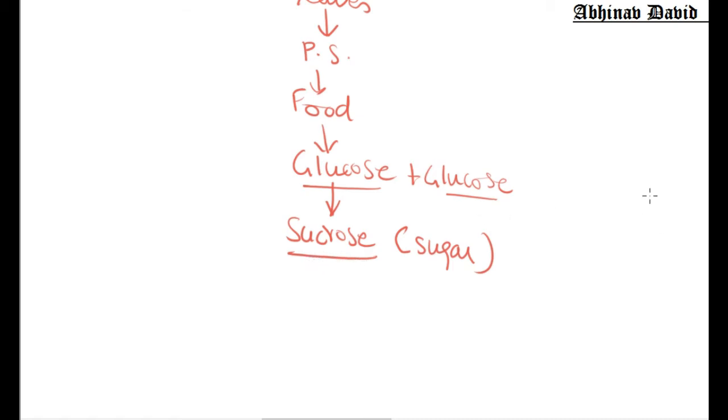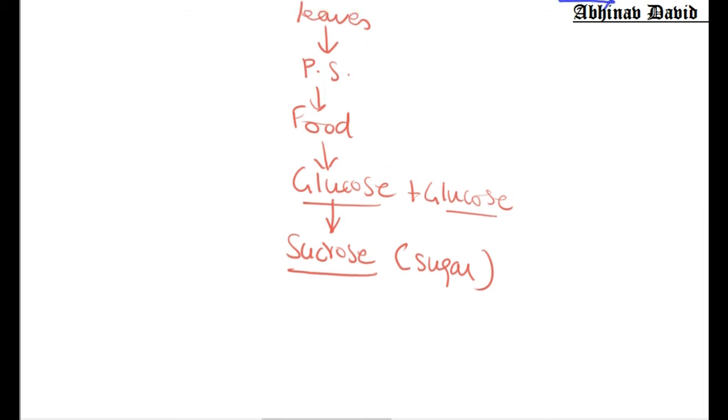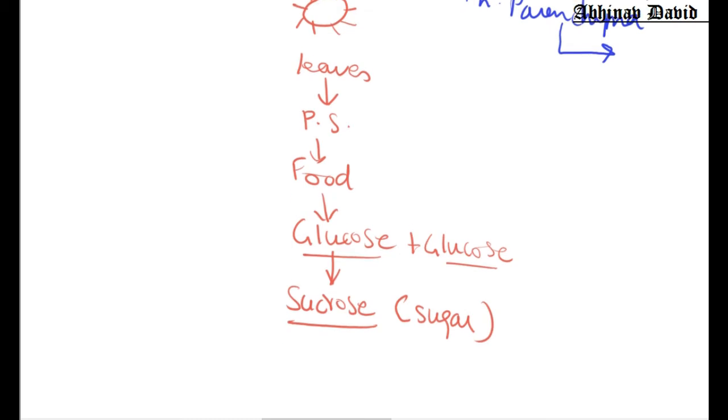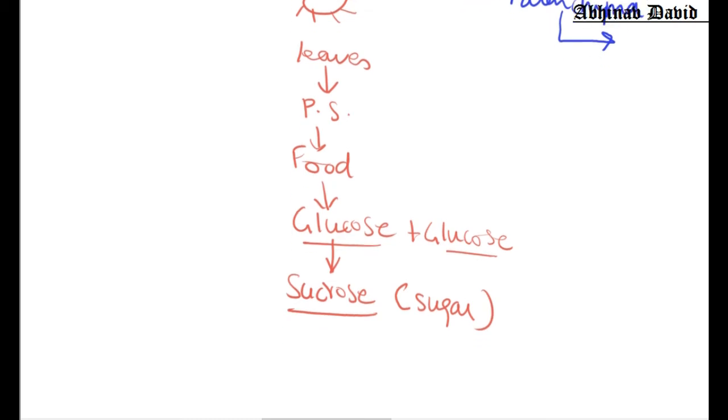So what have we seen till now? During the daytime, the leaves produce food with the help of photosynthesis, and this food is produced in the form of glucose. Many molecules of glucose are produced, and two molecules of glucose join to form a sucrose.